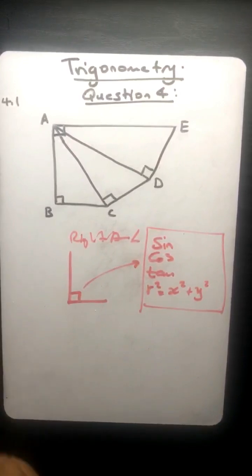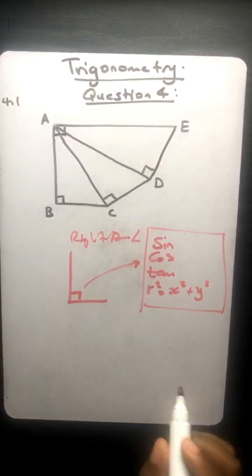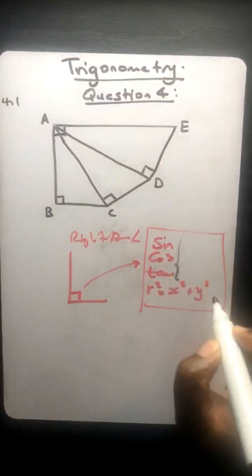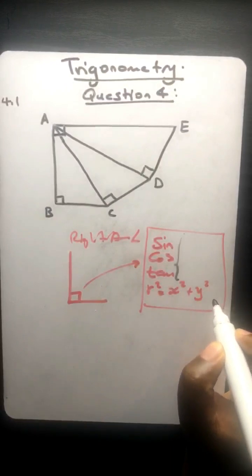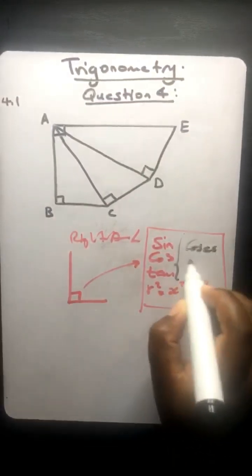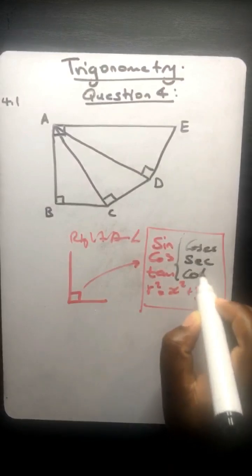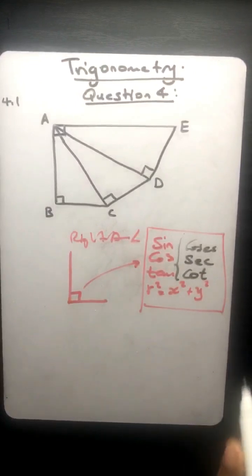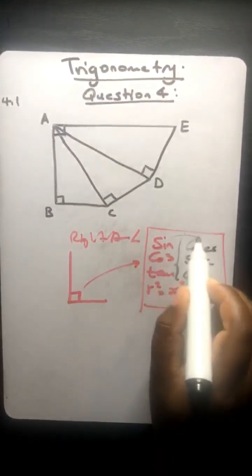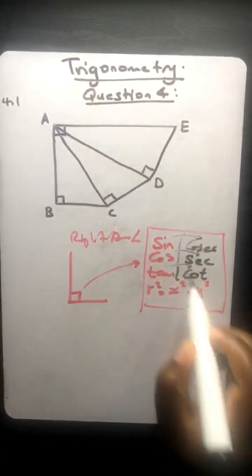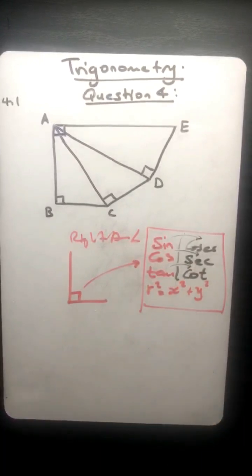Before I go deeper, let me remind you that we have the trigonometric ratios, it's actually these three. And we have the reciprocals, being cosec, sec, and cot. The cousin of sine is cosec, the cousin of cos is sec, and the cousin of tan is cot. You will have a better understanding of how to work those when we solve some questions.